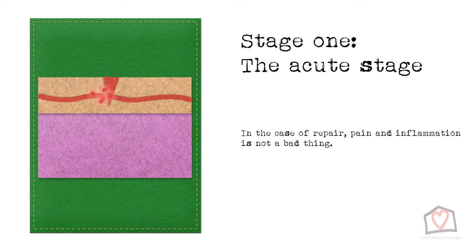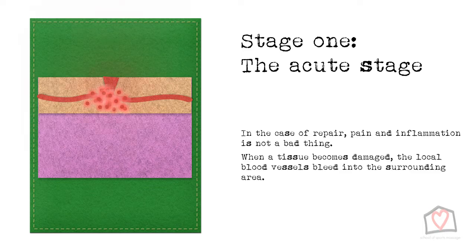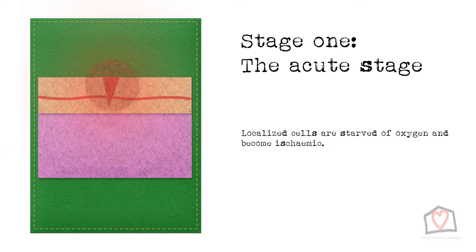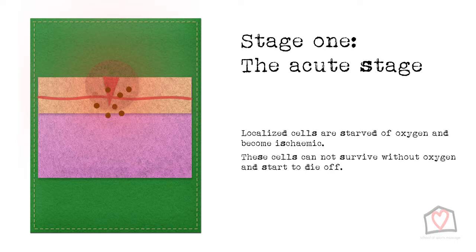People often see pain and inflammation as a bad thing, but in the case of repair, it really isn't. When a tissue becomes damaged, the local blood vessels are also damaged, resulting in bleeding into the surrounding areas, creating redness, swelling, and heat. As this occurs, the blood vessels will vasoconstrict in order to start to reduce blood flow to the area. As the blood flow in the area reduces, the localized cells are starved of oxygen. We say that the area has become ischemic. As these cells cannot survive without oxygen, they start to die off.